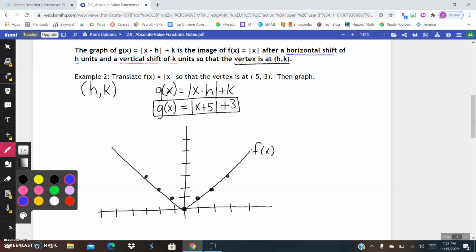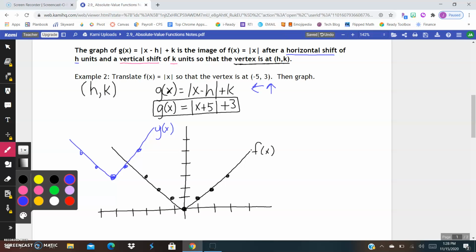So I'm going to start with the vertex. 1, 2, 3, 2, 3, 4, 5 would be right over here. And then from that spot, we can actually go up 1 and over 1 to get our new points in both directions. So there is our g of x. So the 5 actually told us that we're going to go left 5, and the 3 told us we were going to go up 3.